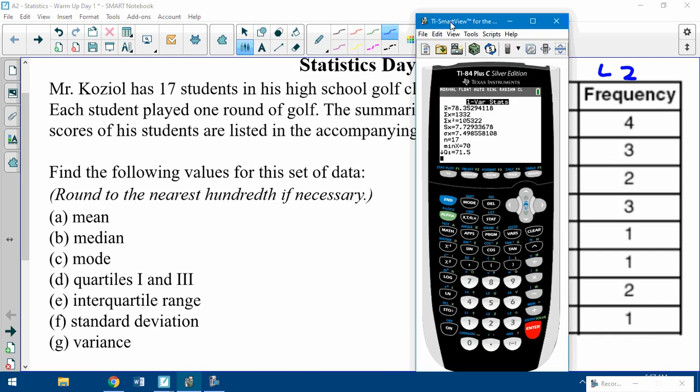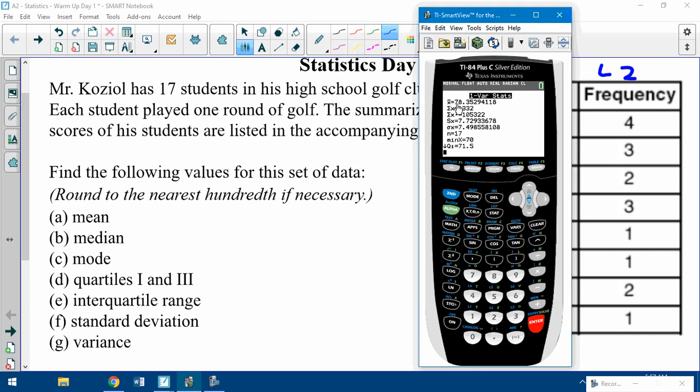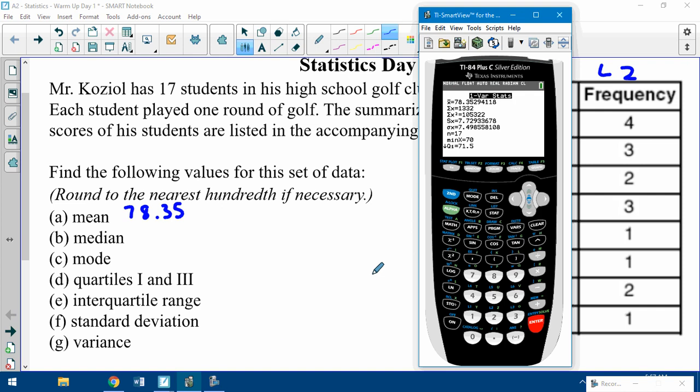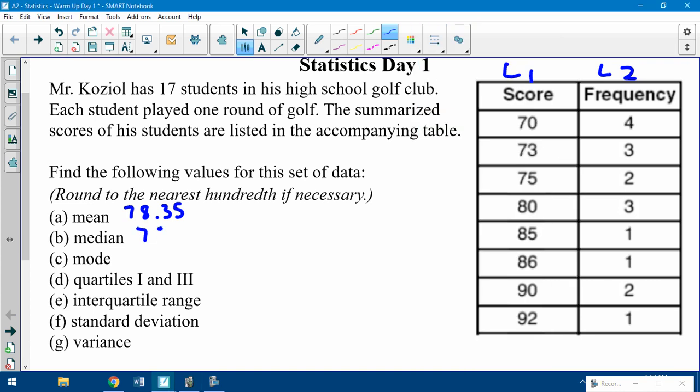Set everything to the nearest hundredth if we needed to. So the mean, that's the first thing, x bar is 78.35. All right, and then if you arrow down, you see a lot of this other stuff. There's the median, 75. It's the middle number. Now notice mode isn't on here, but remember mode means most often.